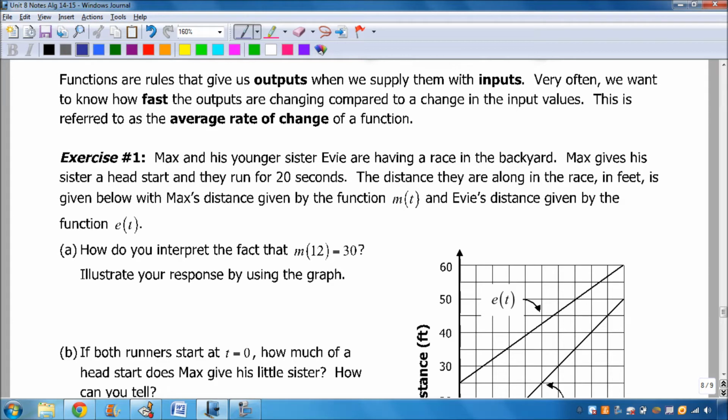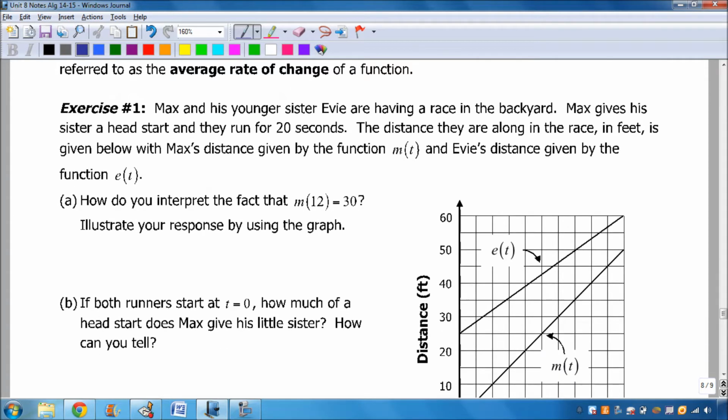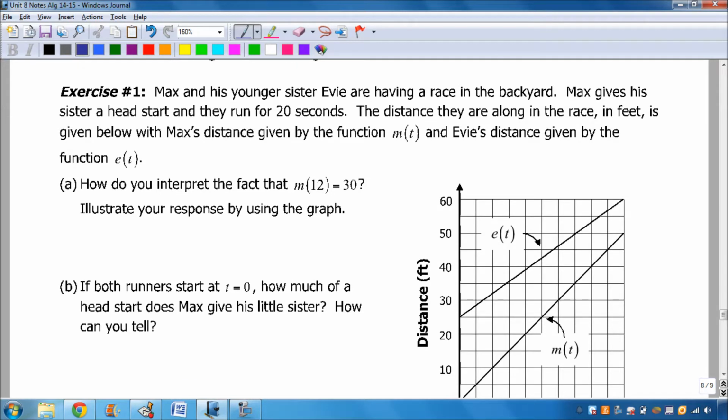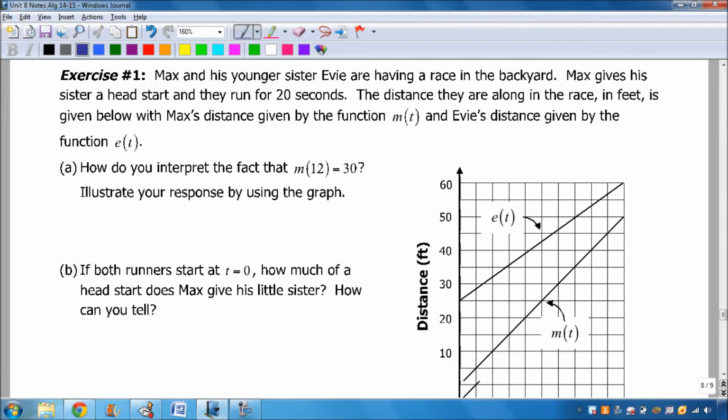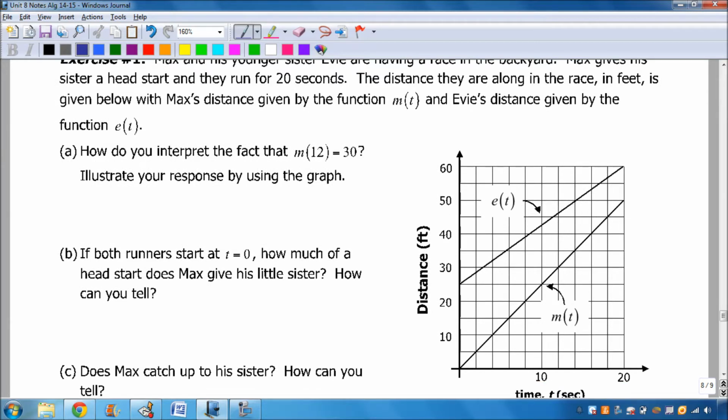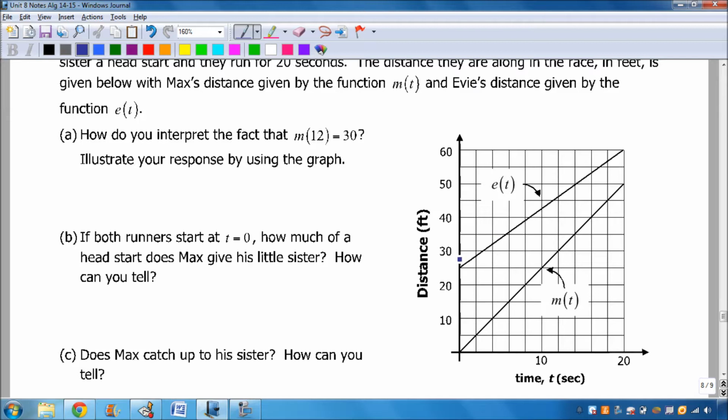So let's look at it, exercise number 1. Max and his younger sister Evie are having a race in the backyard. Max gives his sister a head start and they run for 20 seconds. The distance they are along in the race in feet is given below, with Max's distance given by the function m of t and Evie's distance given by the function e of t. So here's our graph right here. This function right here represents Evie's distance versus time, and this function right here represents Max's distance versus time.